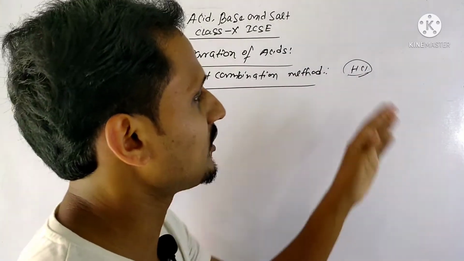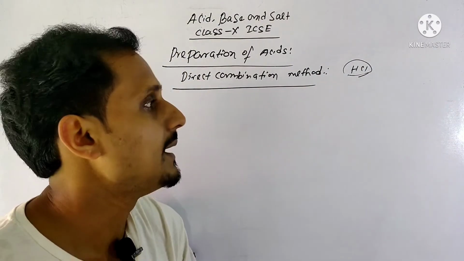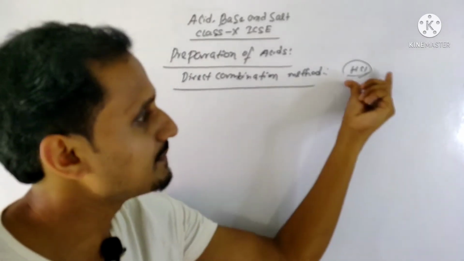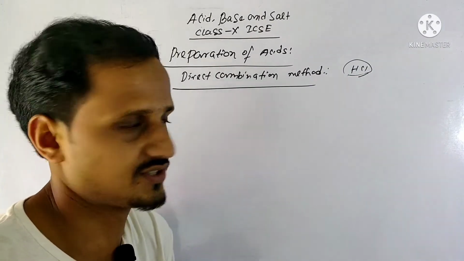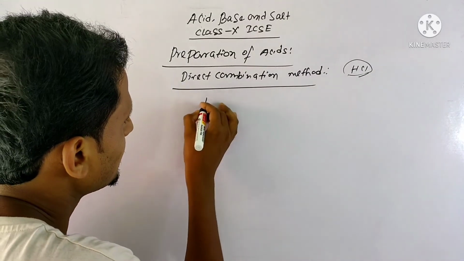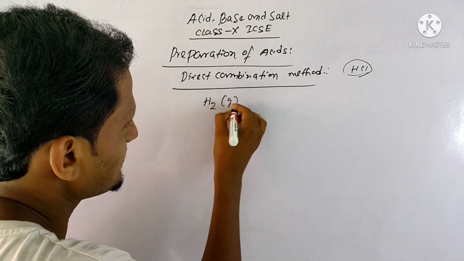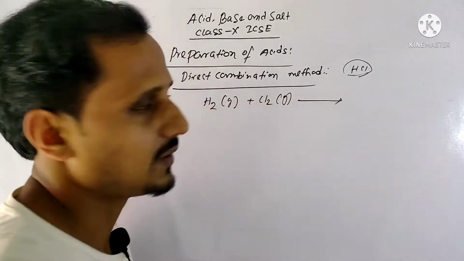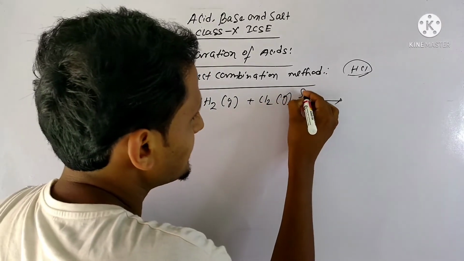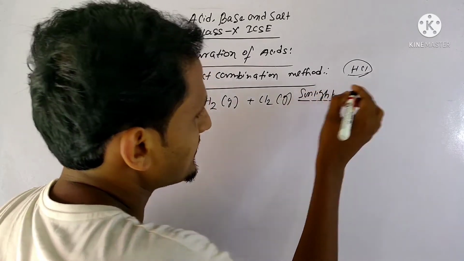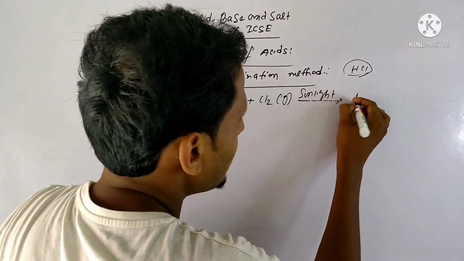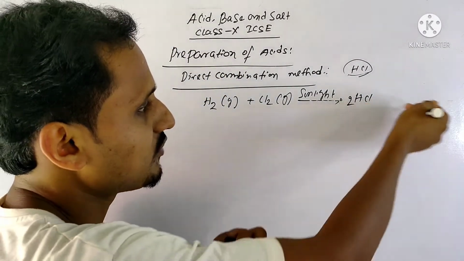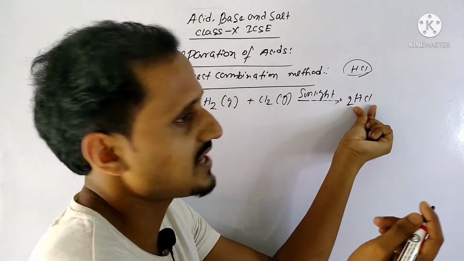See, we know that HCl is an acid. Now HCl is normally called hydrogen chloride gas, but if it is in aqueous state, it will be hydrochloric acid. So we can prepare this HCl, hydrogen chloride gas, first. How? If we combine H2 in gas phase and chlorine, also in gas phase, in presence of sunlight, we get HCl, hydrogen chloride.